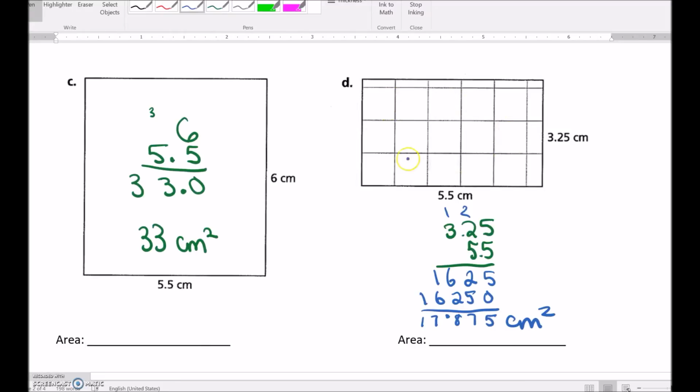So again, we had 15 here, and then we had another quarter by a half, quarter by a half, quarter by a half, and all these little pieces together added up to 2 and 7/8 square centimeters.